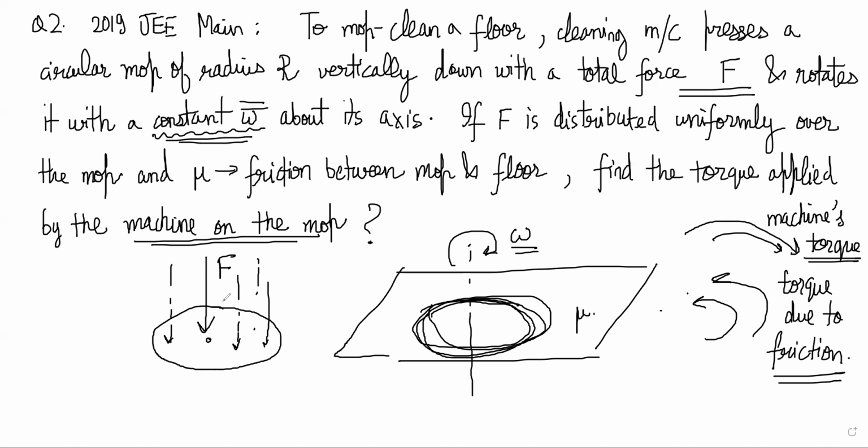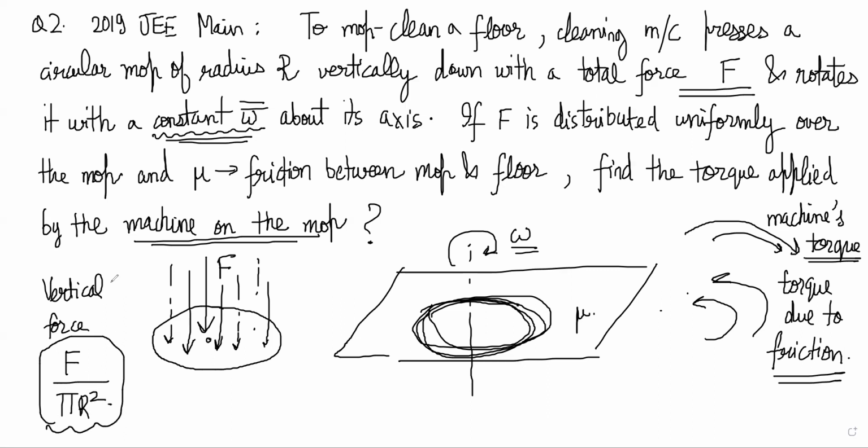So how do we calculate the torque by friction on the mop, right? That is what we have to achieve here. So let's think about it. The question had said that the force was applied uniformly over the whole area. So there is a vertical force of F by pi r square, which is force per unit area on the mop, right? So this force was balanced by the normal force from the ground, right?